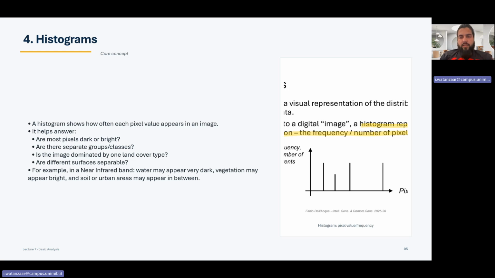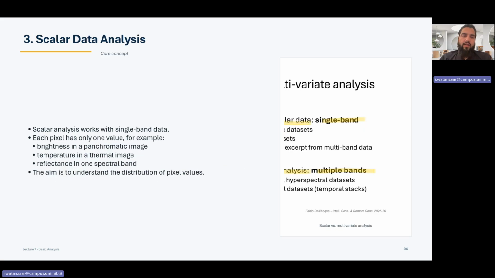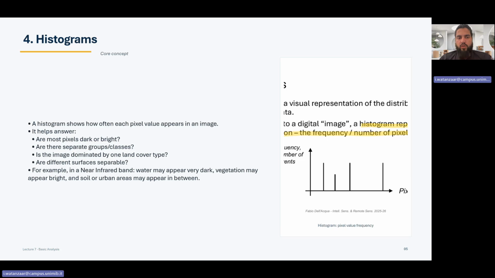The first example we start with in scalar data analysis is the histogram. The histogram shows how often each pixel value appears in an image, and that is the overall idea of the histogram. It helps us see whether most pixels are dark or bright. As we discussed, in scalar data analysis of panchromatic images, this is the brightness or darkness we are discussing. The overall goal is to understand the distribution of pixel values. So the histogram looks at whether most pixels are dark or bright.